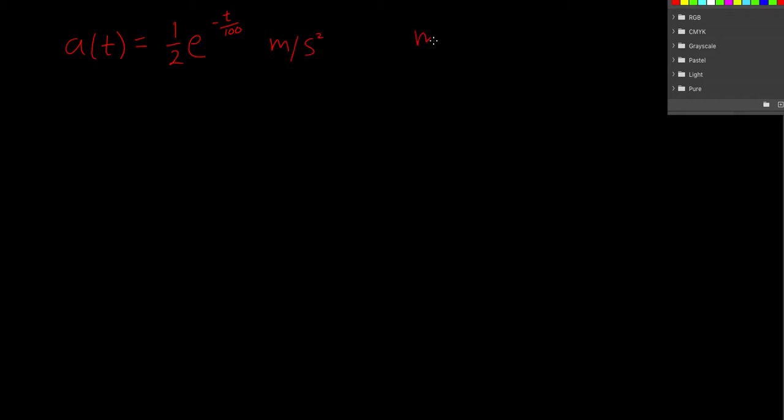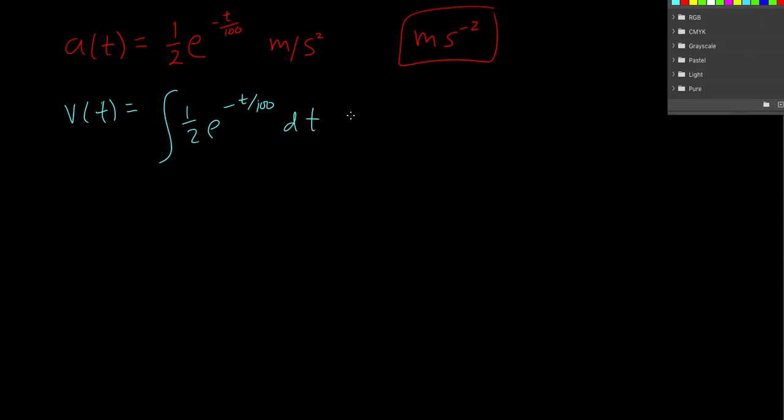Once again, your book writes it like this, but just know that this thing is the same thing as this thing. Okay, so first they want us to find velocity. And so to go from acceleration to velocity, we need to take the integral. Okay, so we have 1/2 e to the negative t over 100 dt.